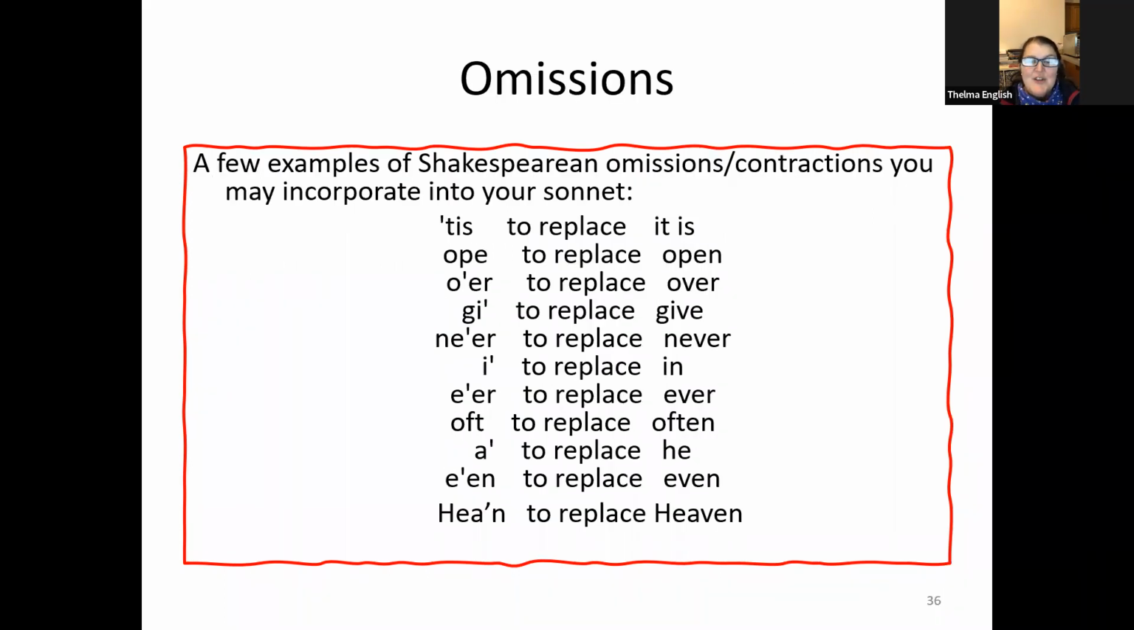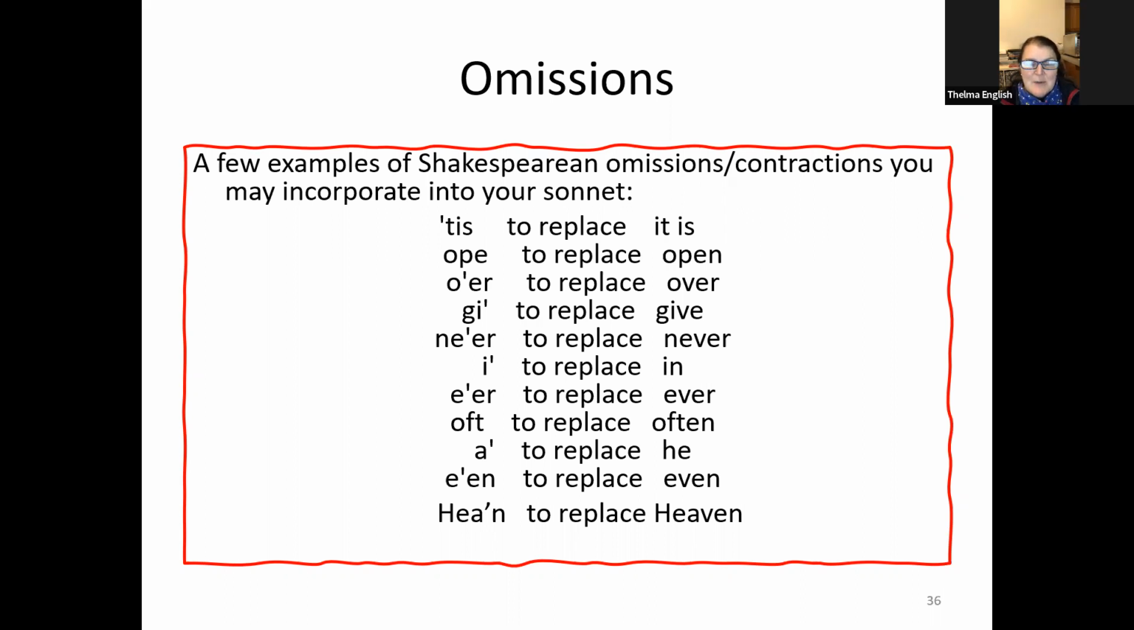Omissions. Shakespeare does this. You can do this. A few examples of his omissions or contractions that you might want to incorporate into your sonnet. If we want to say 'tis to replace it is, because we want to be more poetic, instead of it is, 2 syllables, you can say 'tis time. To replace open, you can say ope. To replace over, you can say o'er. To replace give, you can just say gi'. To replace never is ne'er. To replace in is i'.